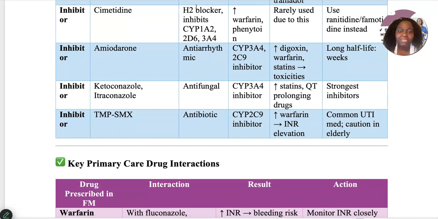What about cimetidine? It's an H2 blocker, and it can inhibit CYP1A2, CYP2D6, and CYP3A4. So what does that mean now? When we combine it with warfarin, what is it going to do? Because it's an inhibitor, it can increase warfarin and phenytoin levels. And because of that, we don't use cimetidine too much because of this drug-drug interaction that it creates.